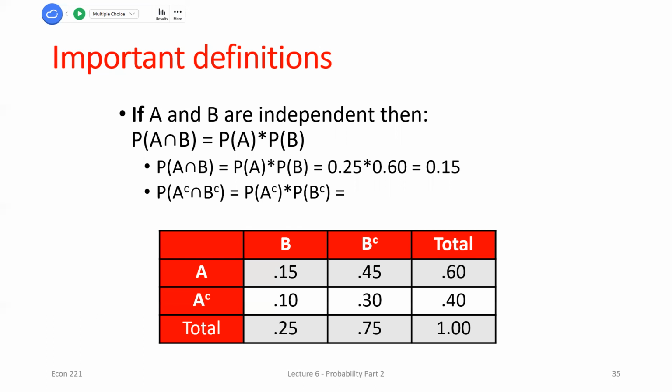But we see here, what's the probability of the intersection of the complements? 0.3. If I then take the probability of A complement, 0.4, times the probability of B complement, 0.75, getting your calculator, 0.75 times 0.4 ends up being 0.3. So if two events are independent, their complements end up being independent as well. And it kind of makes sense.